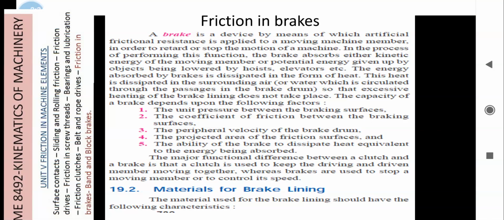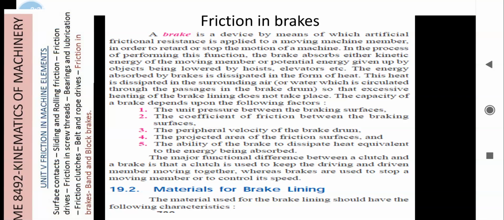Fifth unit. Friction in brakes. A brake is a device by means of which artificial frictional resistance is applied to a moving machine member in order to retard or stop the motion of the machine.